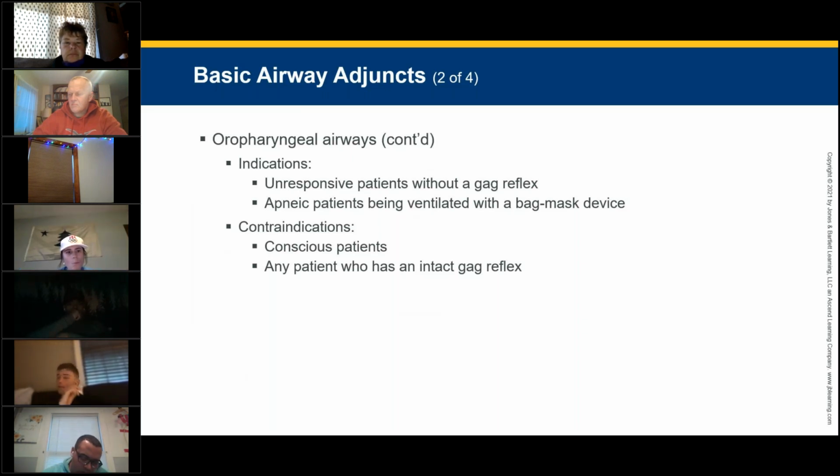An oral airway that's too large could push the tongue back into the pharynx, which blocks the airway. An oral airway that's too small could block the airway directly, like a foreign body obstruction.